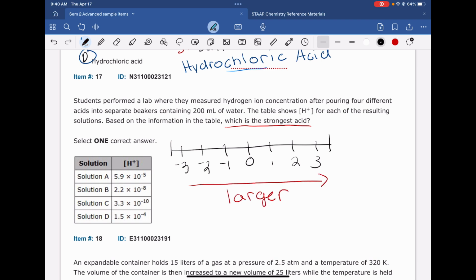So if we list our exponents, our negative numbers right here, in terms of this number line, the smallest number would be -10, then we would have -8, -5, and -4. And going to the right, we know that our numbers are getting bigger. So -4 is going to be our largest number, which means that it's going to be our strongest acid. Now, if there were 2 -4s, then we would have to take a look at the number that has your decimal, but in this case, there's only one -4, so we know that that is our strongest acid, so your answer should be solution D.